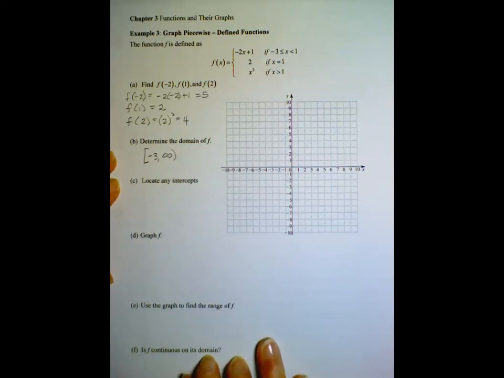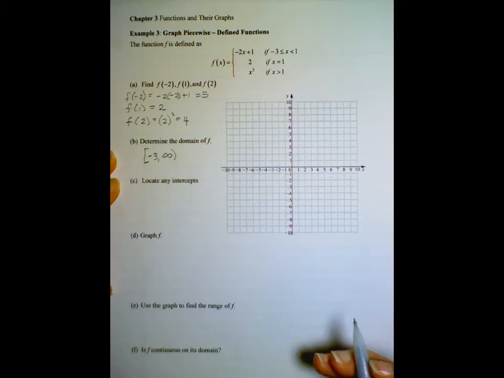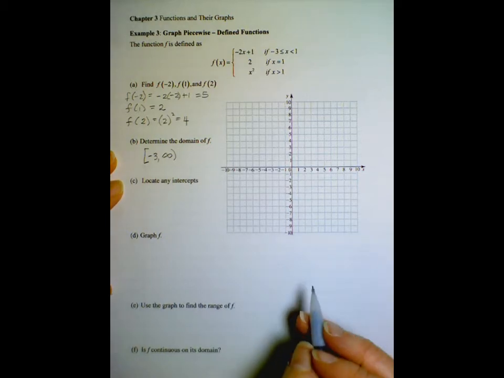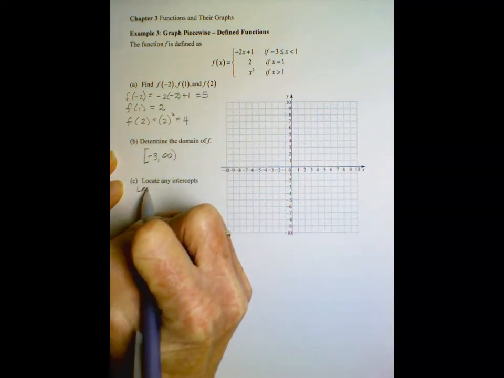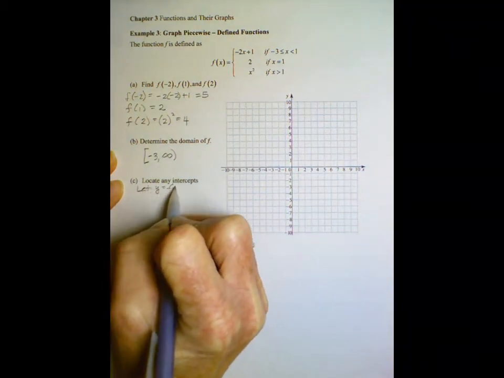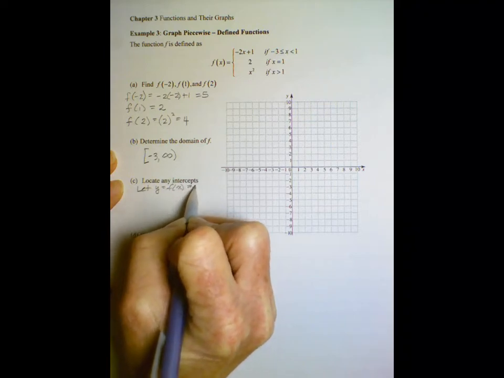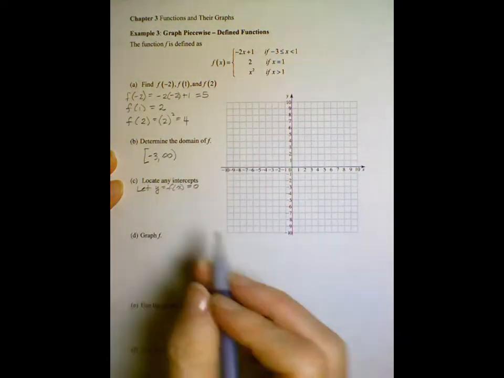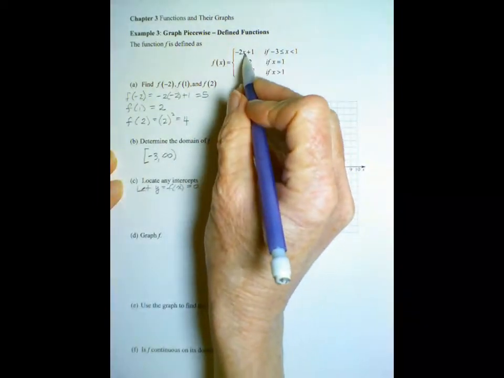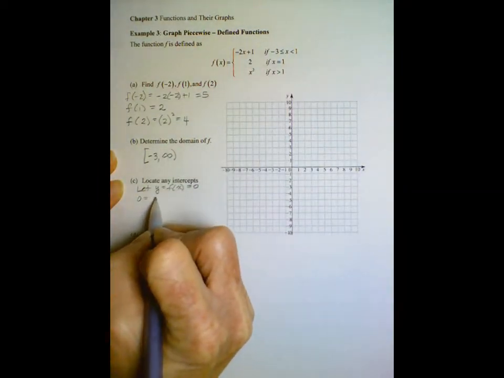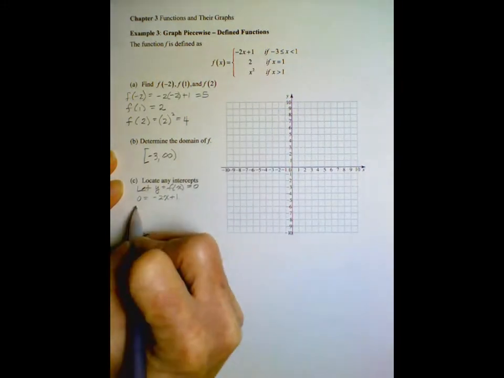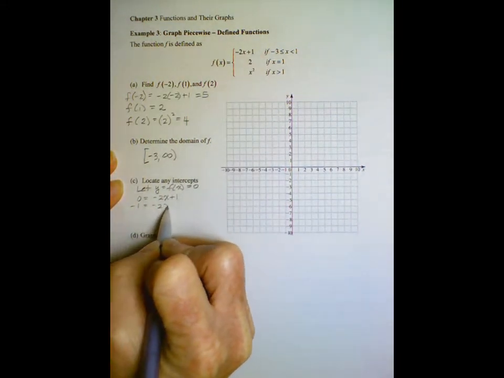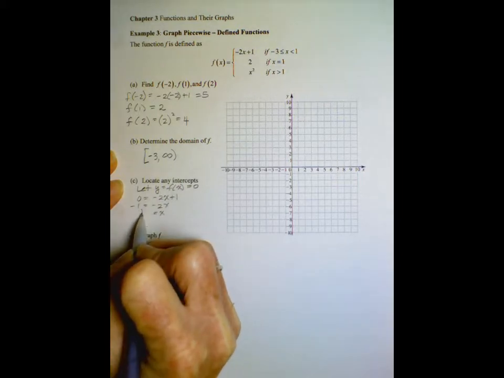Okay, this time they're asking us to find intercepts. This is kind of an interesting thing to do for intercepts, because to find the x-intercepts, you let y, which is f of x, equal 0, right? So if I say 0 equals -2x plus 1, and solve this, -1 equals -2x, so x equals 1/2.